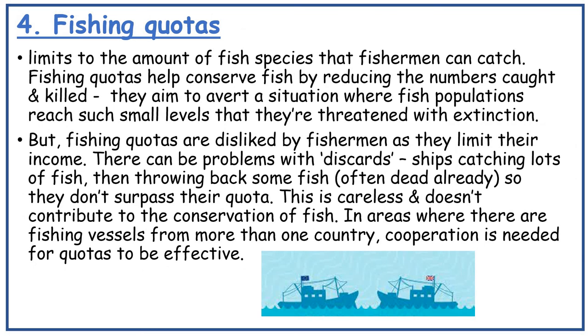The fourth one is fishing quotas. Limits to the amount of fish species that fishermen can catch. Fishing quotas can help conserve fish by reducing the numbers caught and killed. They aim to avert a situation where fish populations reach such small levels that they're threatened with extinction. But fishing quotas are disliked by fishermen, or some fishermen, as they limit their income.